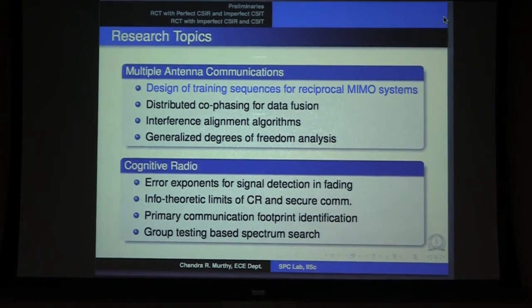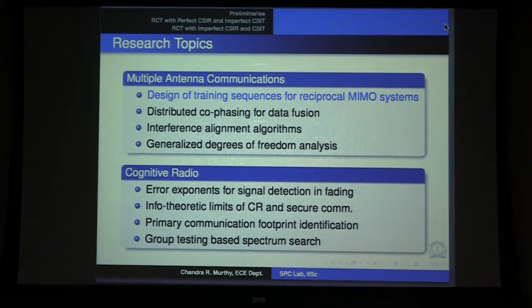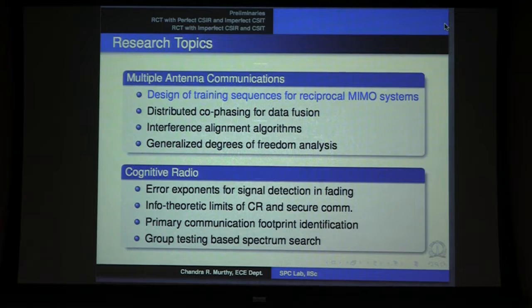The second topic is cognitive radio. We've looked at spectrum sensing, and specifically within spectrum sensing, we've looked at error exponents for signal detection for decentralized spectrum sensing in the presence of fading. We've also looked at group testing based approaches to spectrum sensing. We've looked at footprint identification.